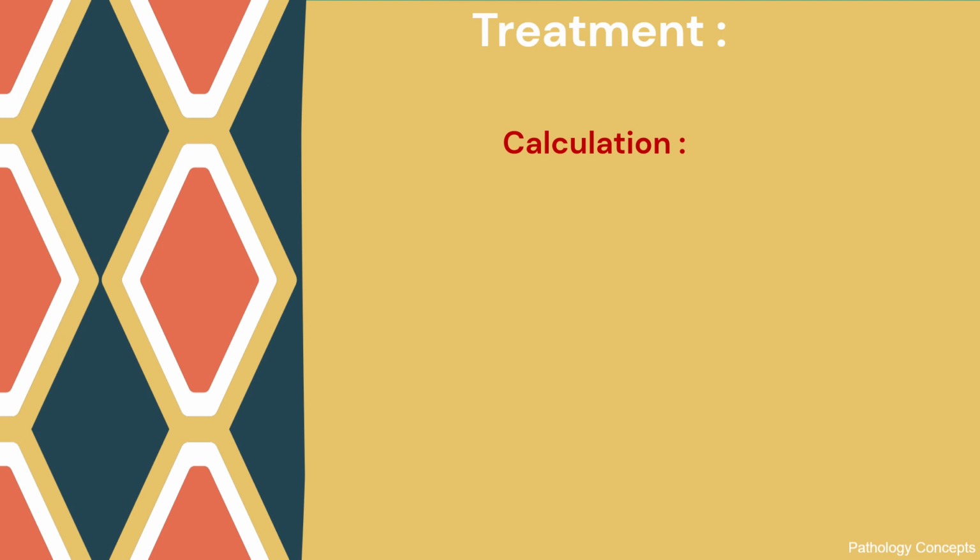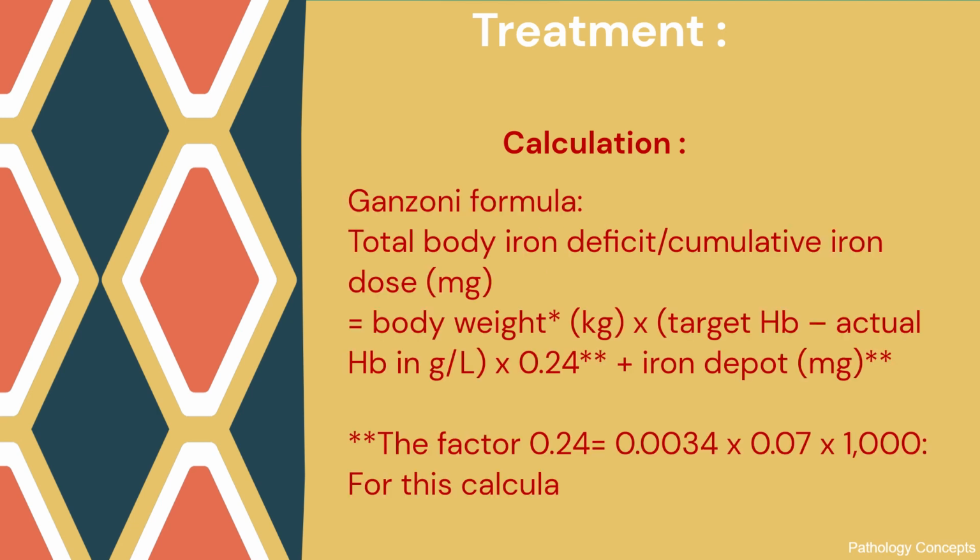The cumulative dose for repletion of iron is based on the patient's Hb and body weight and should not be exceeded. There are two methods for determining the cumulative dose. First is the Ganzoni formula and the second is the simplified method. Ganzoni formula: the total body iron deficit is equal to body weight in kg into target Hb minus actual Hb in gram per liter into 0.24 plus iron depot in milligram.